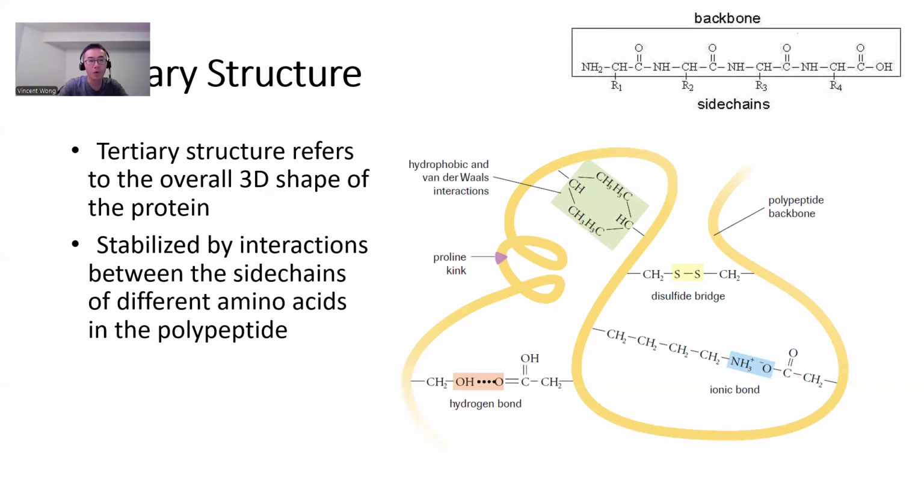The overall three-dimensional structure is stabilized by interaction of the side chains. Remember, there are 20 different kinds of side chains. Side chains that are hydrophobic might tend to come together. Side chains that are positive and negative might form an ionic bond, and so on. You don't have to memorize these names, but it's important to know that the secondary structure is stabilized by the backbone, but the tertiary structure, the 3D shape, is stabilized by the side chains.